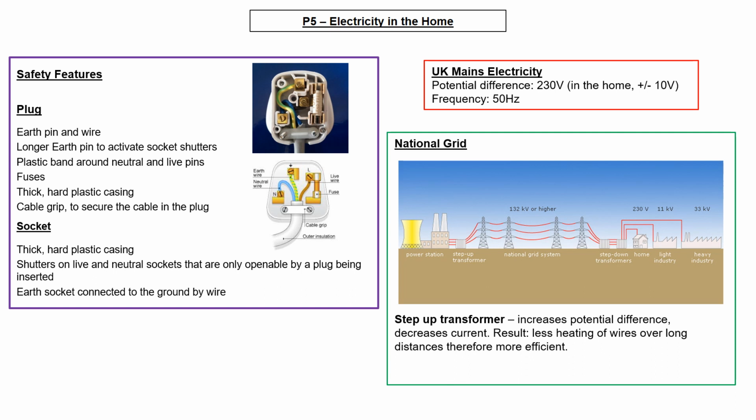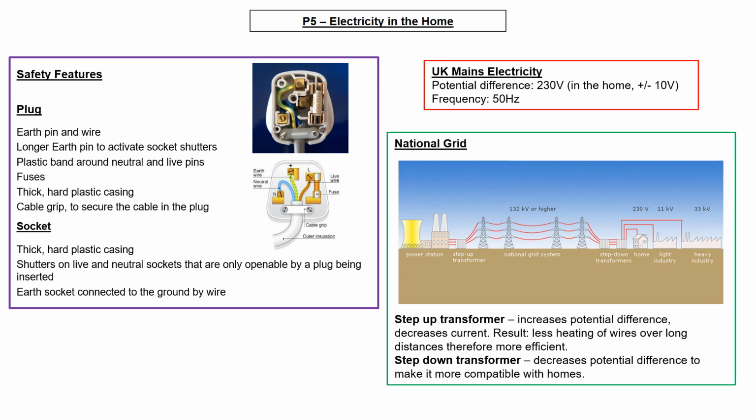This means that we have less heating of the wires over long distances, and this makes it more efficient to transfer electricity, or transfer energy, from the power station to your homes. If we're heating up the wires, then we're just losing that energy to the surroundings. This is just trying to minimize that heat energy being lost to the surroundings, making sure everything is transferred as electrical energy. We then have a step-down transformer, which decreases the potential difference to make it more compatible with homes.